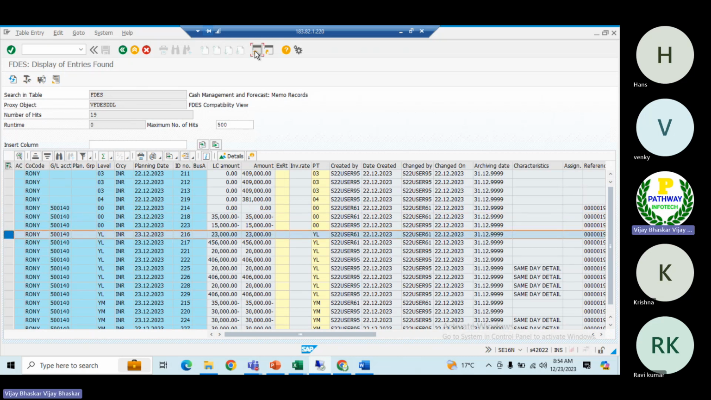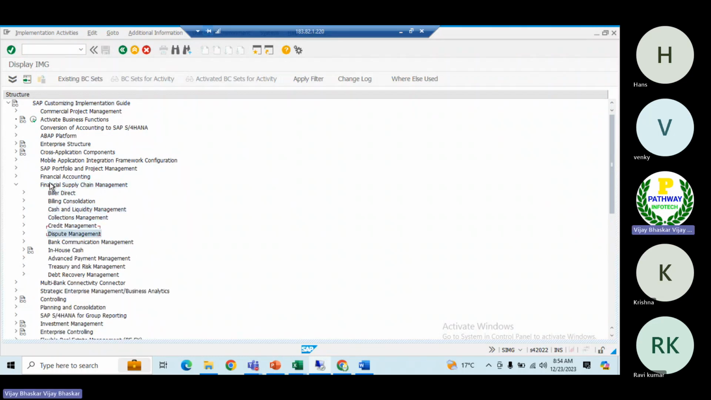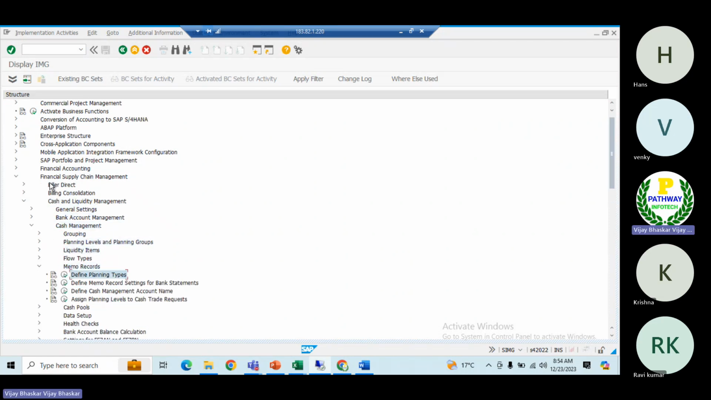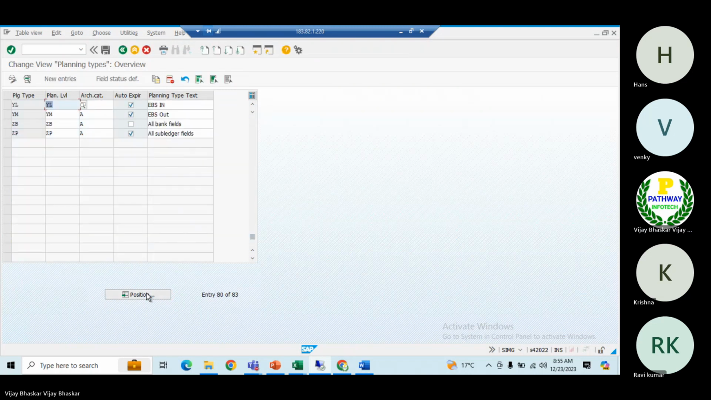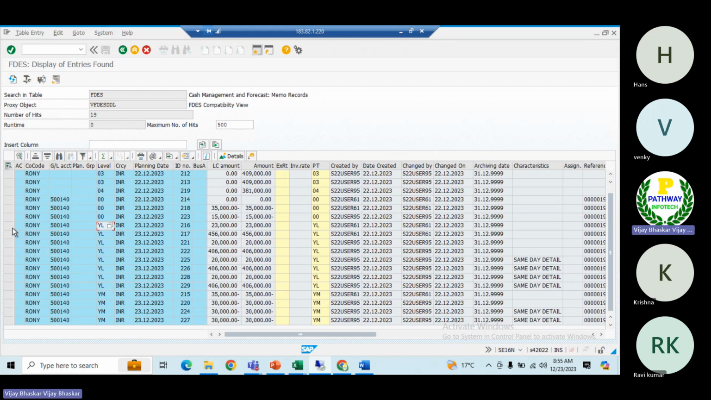Let us see now. There might be a configuration. Financial supply chain management, cash and liquidity management, cash management, memo records, define planning types. What is your planning type? YL, right? You have already selected this one. Okay, YL. One thing I could see here: wherever you have used the planning type YL, all the memo records have been created on the 23rd.